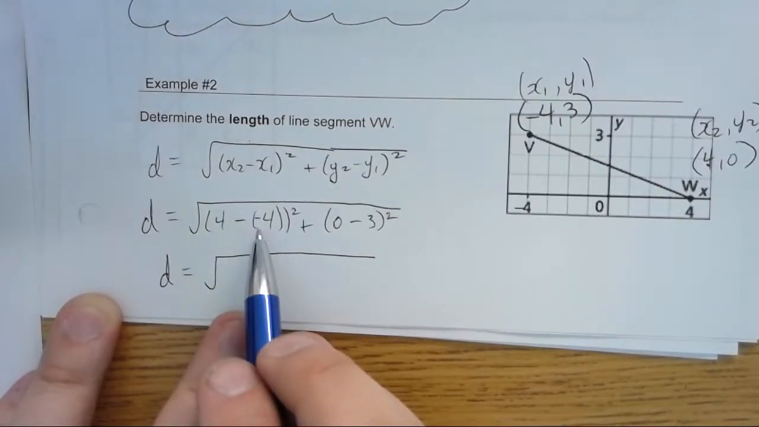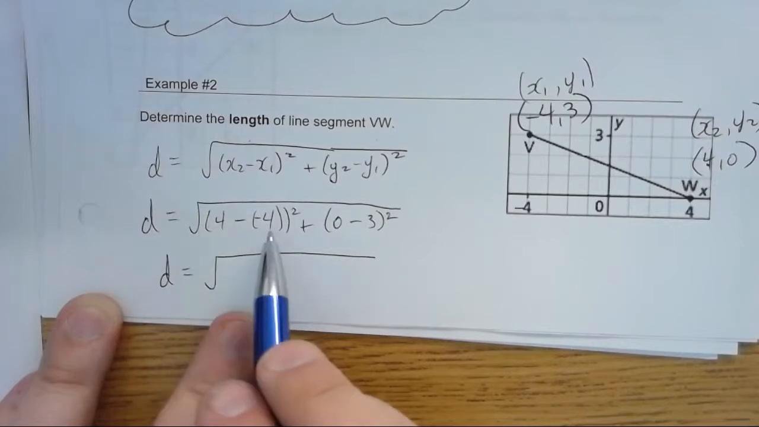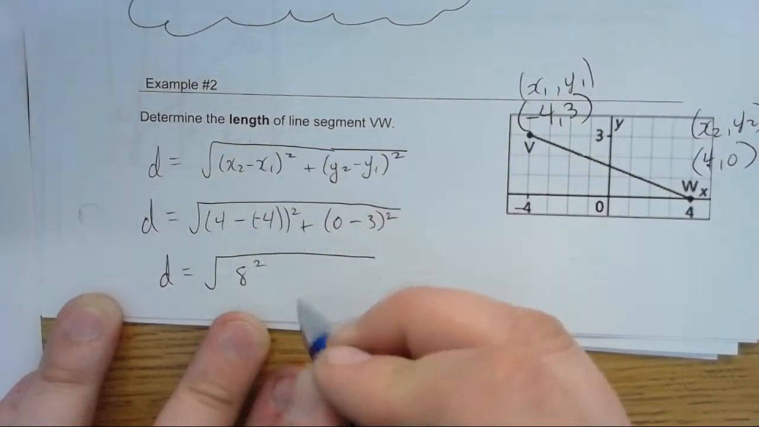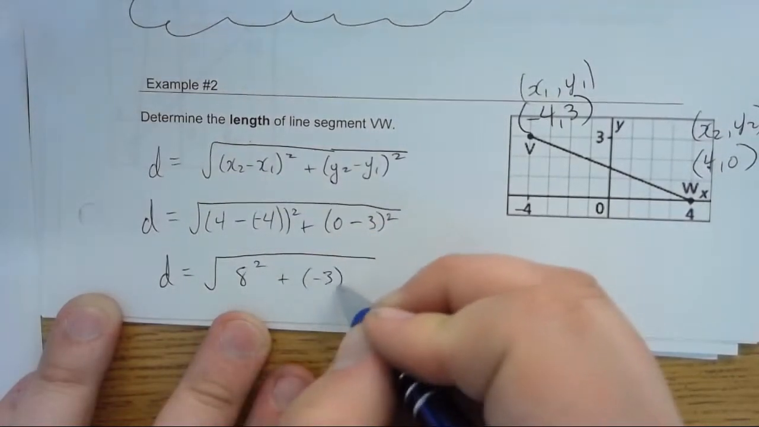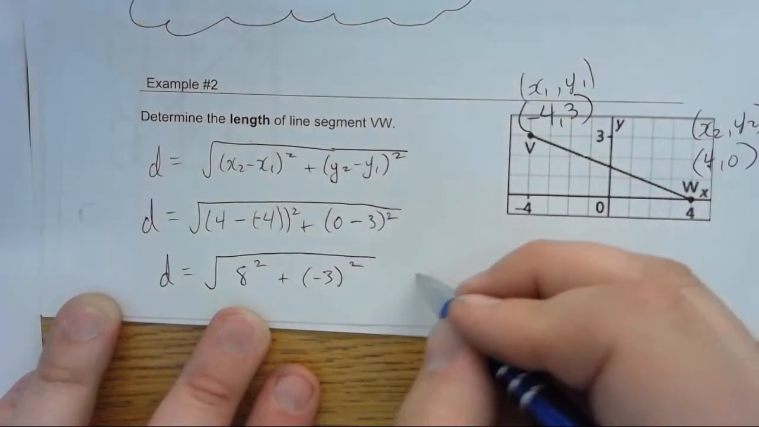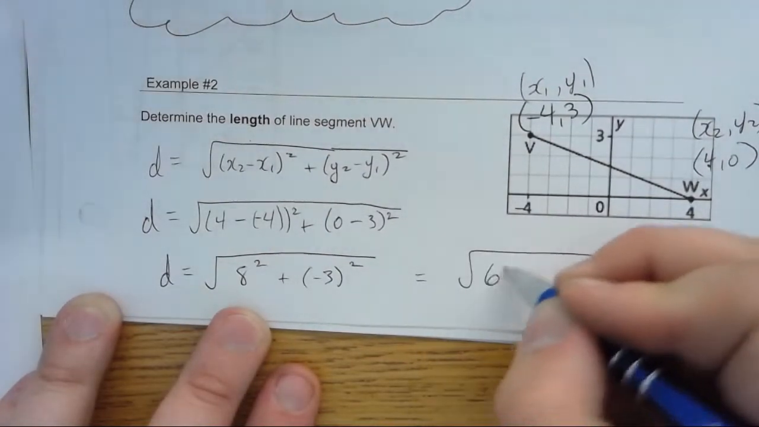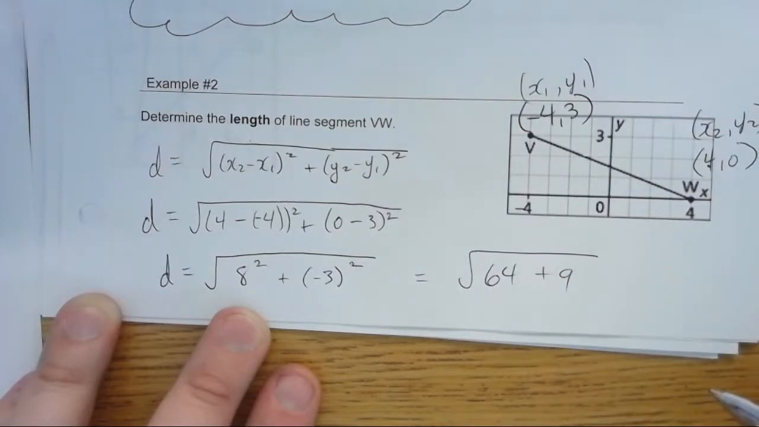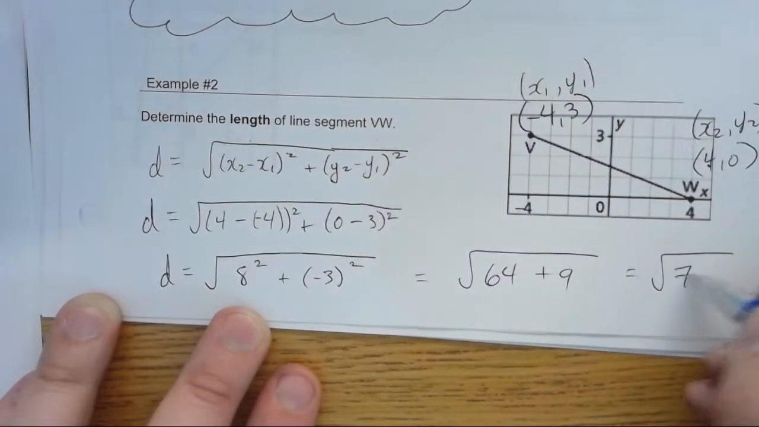What happens when you minus a negative? You add a positive. So 4 plus 4, essentially, that's 8 squared plus negative 3 squared. That's going to equal 64 plus 9. So that answer is the root of 73.